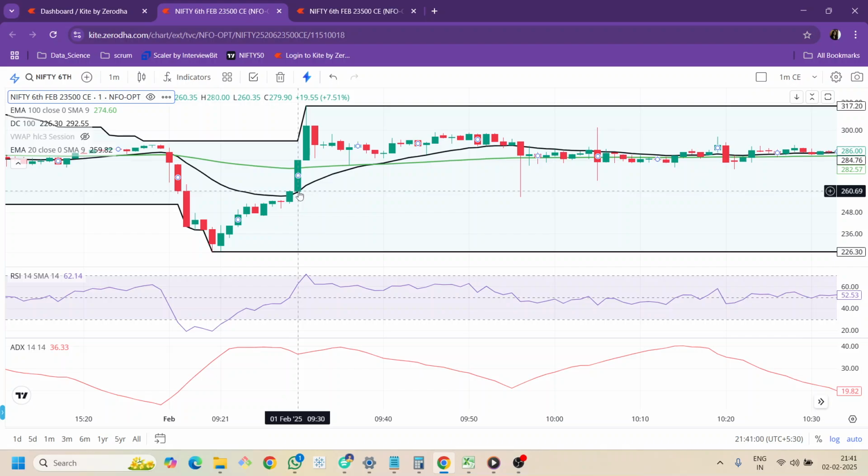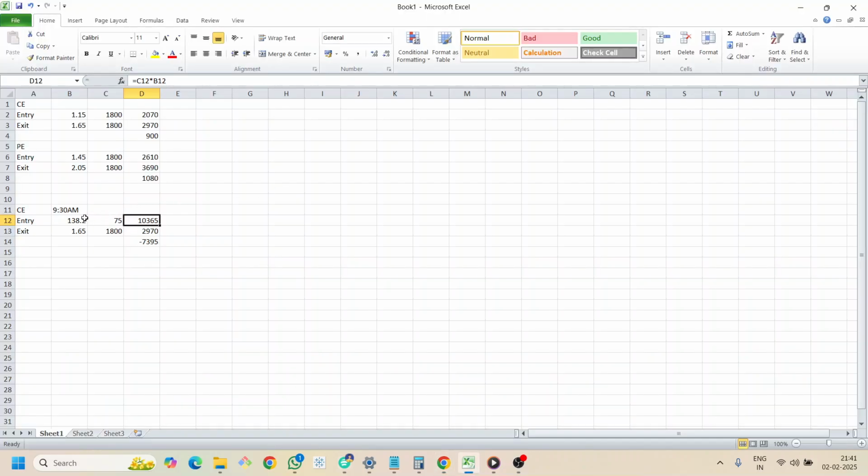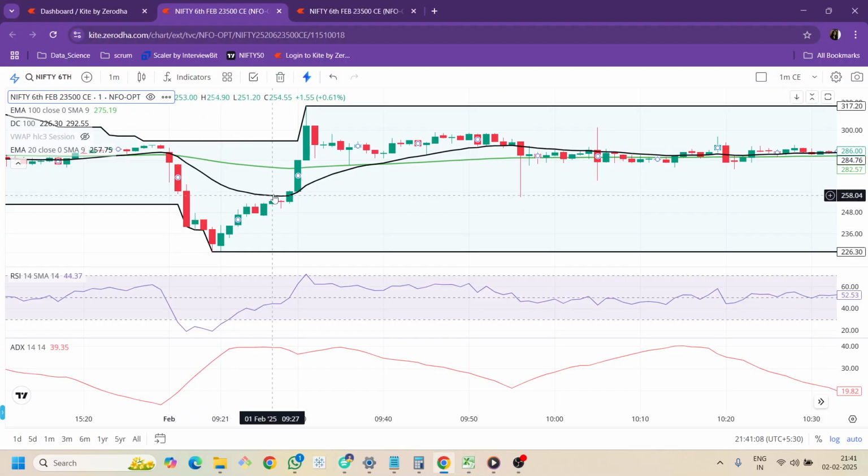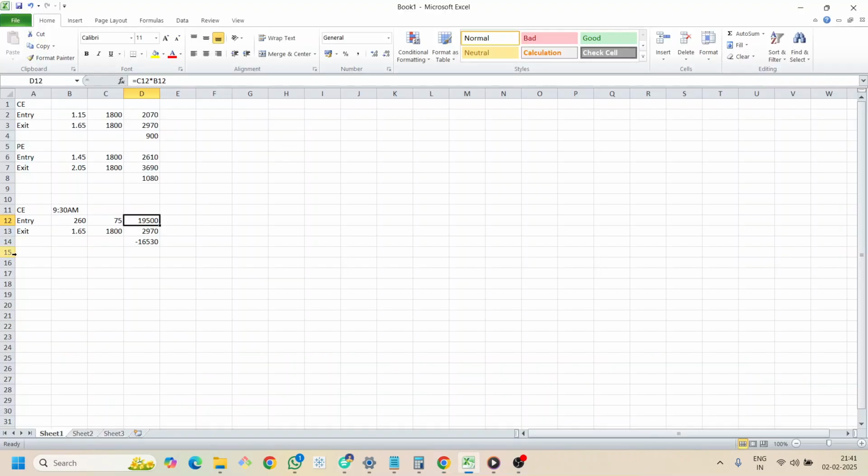Okay, it's 260. That was showing the current price, I guess. So let's take 260. Here I paid 19,000. Now after paying 19,000, I left this candle, which took 1 minute, correct? The second candle took another 1 minute and reached 303.